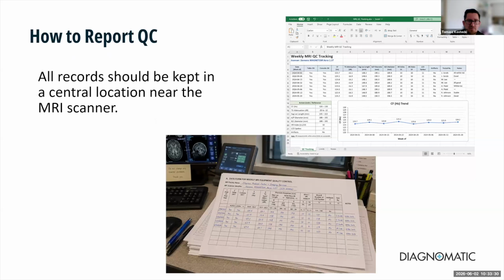All quality control documentation should be kept in a central location near the MRI scanner. This allows the technologist, physicist, radiologist, and service engineer to review the results when needed. In my opinion, it is also very useful to present some parameters as charts, because trends are often easier to see visually than in a table.